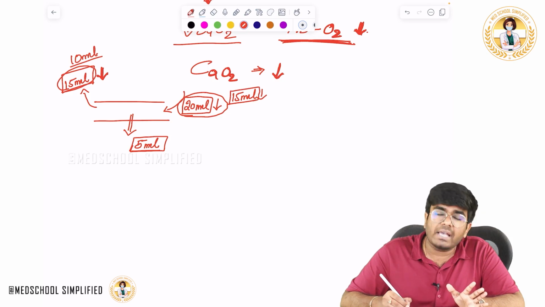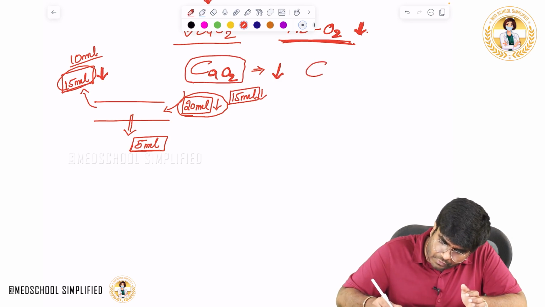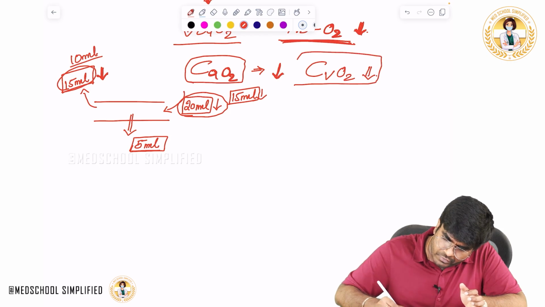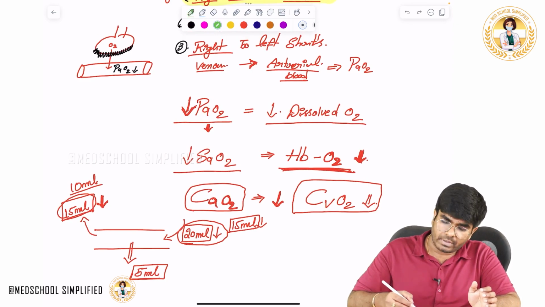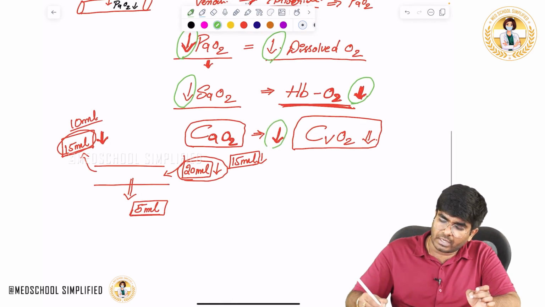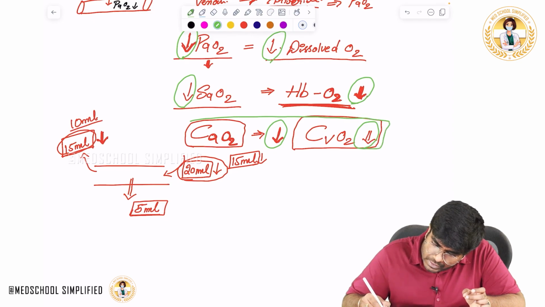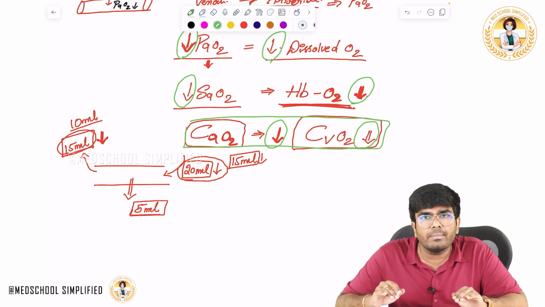As both are decreasing, the content of oxygen in the arterial blood and the content of oxygen in the venous blood both decrease. So in hypoxic hypoxia, everything is decreasing. Partial pressure of oxygen decreases. Dissolved oxygen decreases. Saturation of oxygen decreases. Oxyhemoglobin decreases. Content of oxygen in the arterial blood and in the venous blood decreases. But they are decreasing in the same proportion.